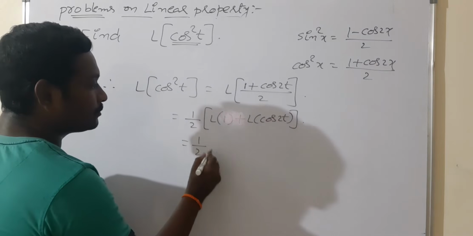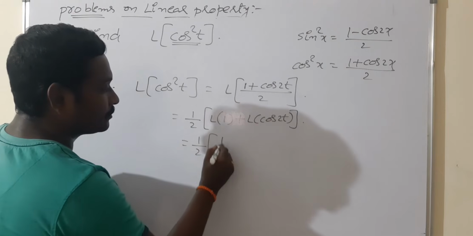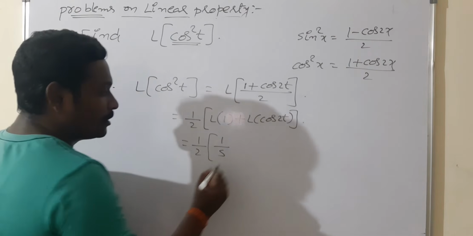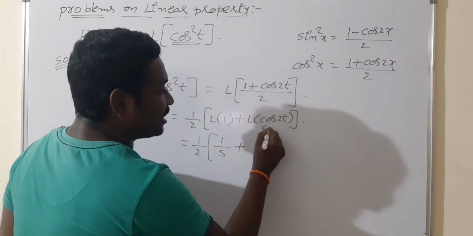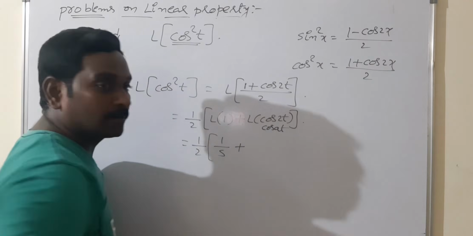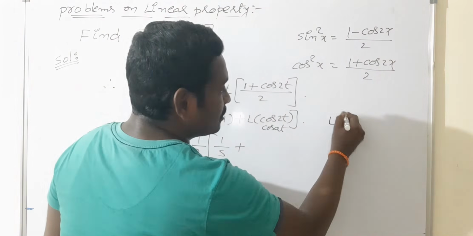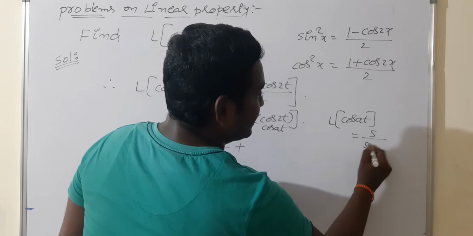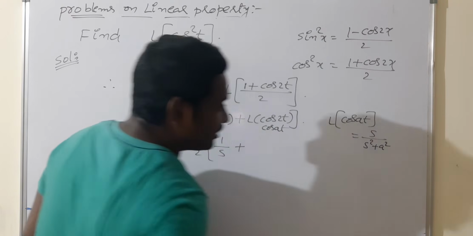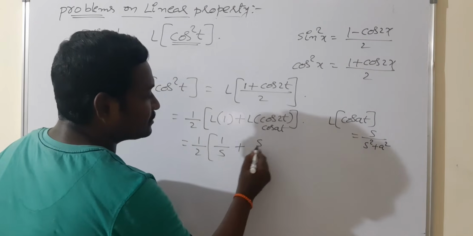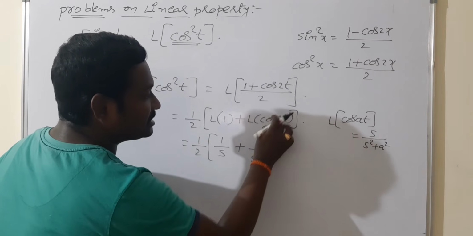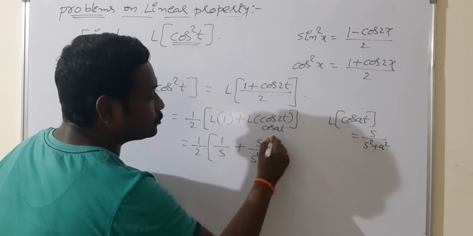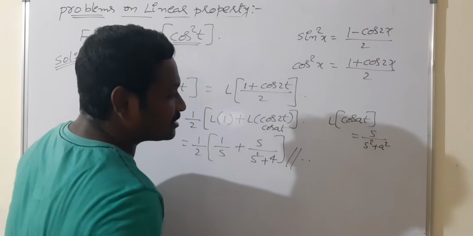So half into, what is L of 1? 1 by s. What is L of cos 2t? L of cos 2t is in the form of cos at. Everybody knows that. What is L of cos at? s by s square plus a square. So you will get s by s square plus, what is a? 2. That's why you will get 2 square, which is 4. This is the final answer.